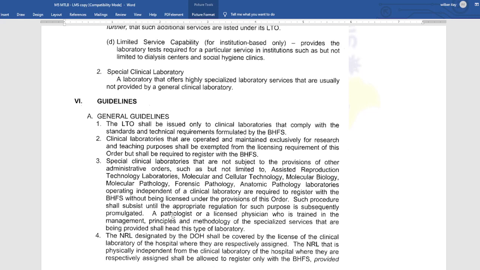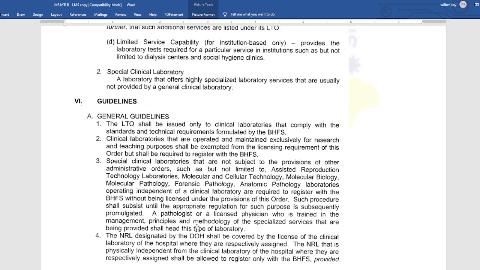So again, a pathologist or licensed physician trained in lab services must be the head of clinical laboratories. Paulit-ulit. So the head of clinical laboratories are physicians, especially if that is yung mga secondary or tertiary, necessary na pathologist.